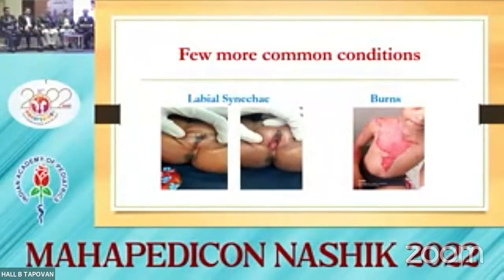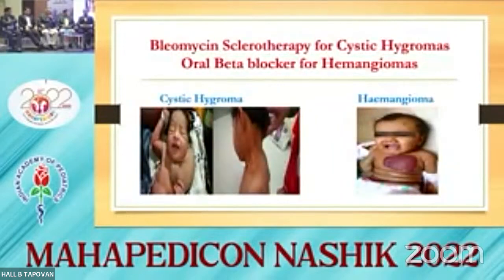Collagen dressing works wonderfully in pediatric patients. The trick is to apply it within 24 hours to first and second degree burns. Cystic hygroma resolves completely after intralesional injection of bleomycin. Usually 2 to 3 injections are required. Growth of large, ghastly looking hemangiomas can be halted very well with oral beta blockers.